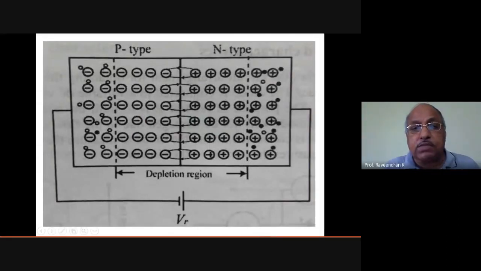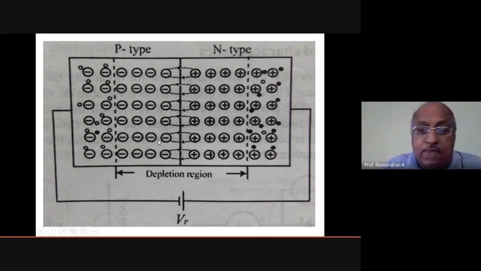So this is a reverse biased PN junction. Here the applied voltage is VR, that is V reverse, and that actually widens the depletion region. The depletion region has a very wide gap, so if you want to send a current through it, you have to apply a very high voltage across the reverse biased junction. If you apply a very high voltage, there is a particular voltage called the peak inverse voltage of any diode or PN junction device.